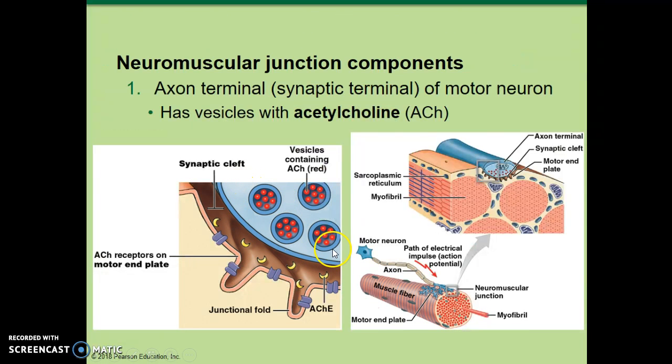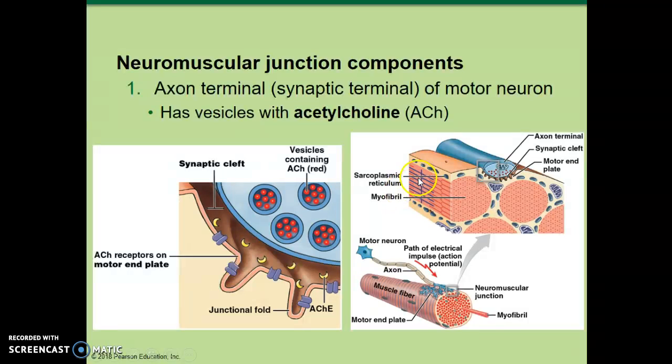So here is the neuron coming down to the muscle fiber. Here are the vesicles, and they contain a neurotransmitter called acetylcholine. You've got to learn that transmitter. That is the only transmitter at the neuromuscular junction. Once we get to the nerve-to-nerve junctions, you'll see a variety of neurotransmitters, but in the neuromuscular junction, there is only acetylcholine. So these red dots represent the acetylcholine.